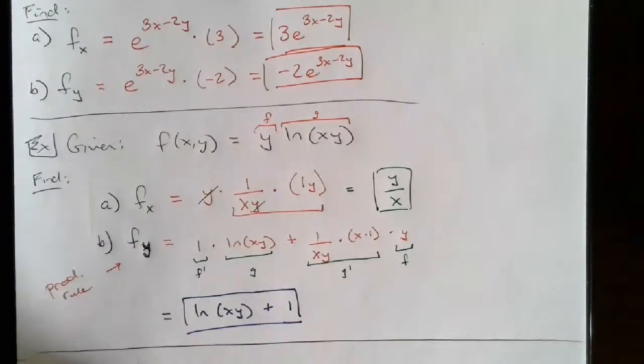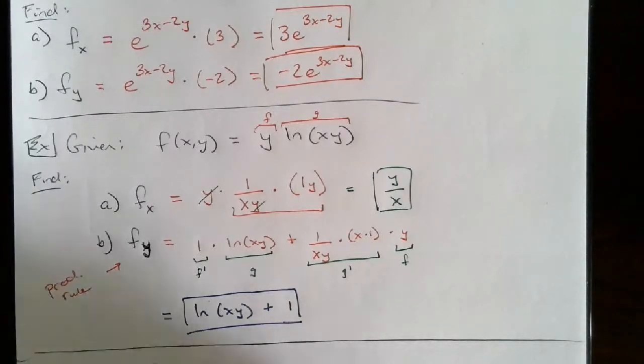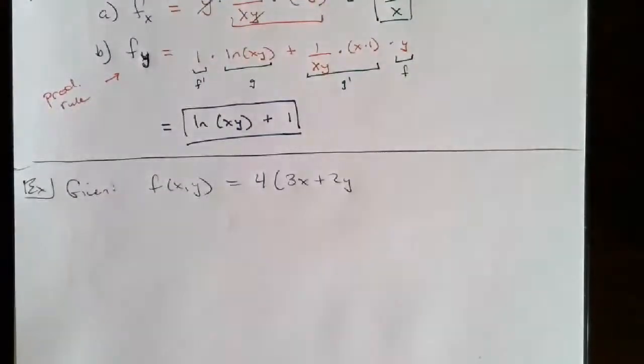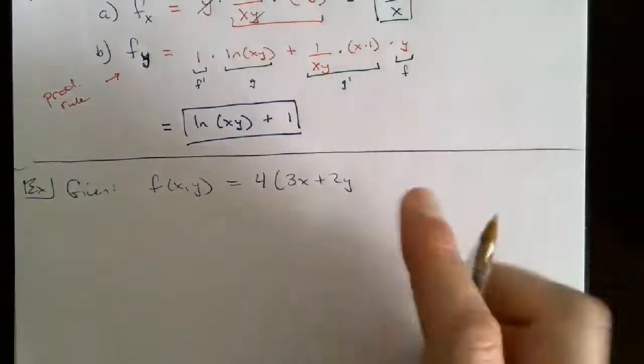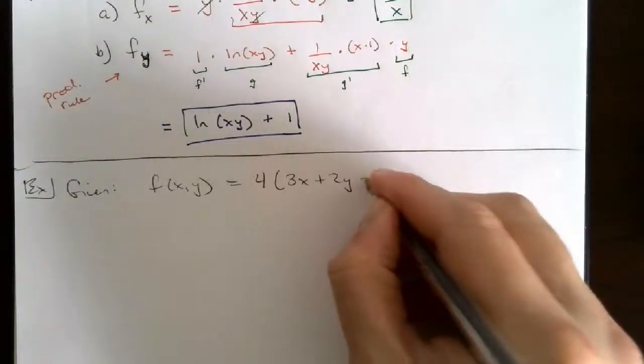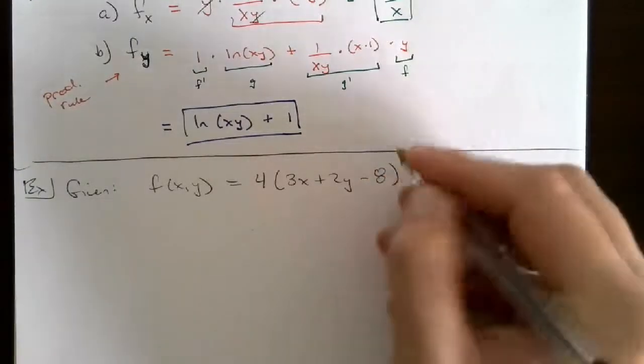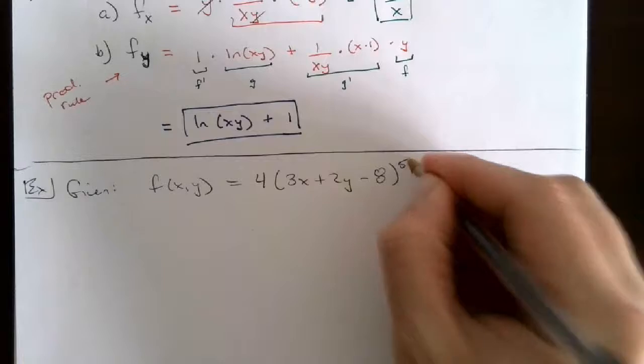So if I said we were given f of xy equals 4 times, in parentheses, 3x plus 2y minus 8, raised to the 5th power.